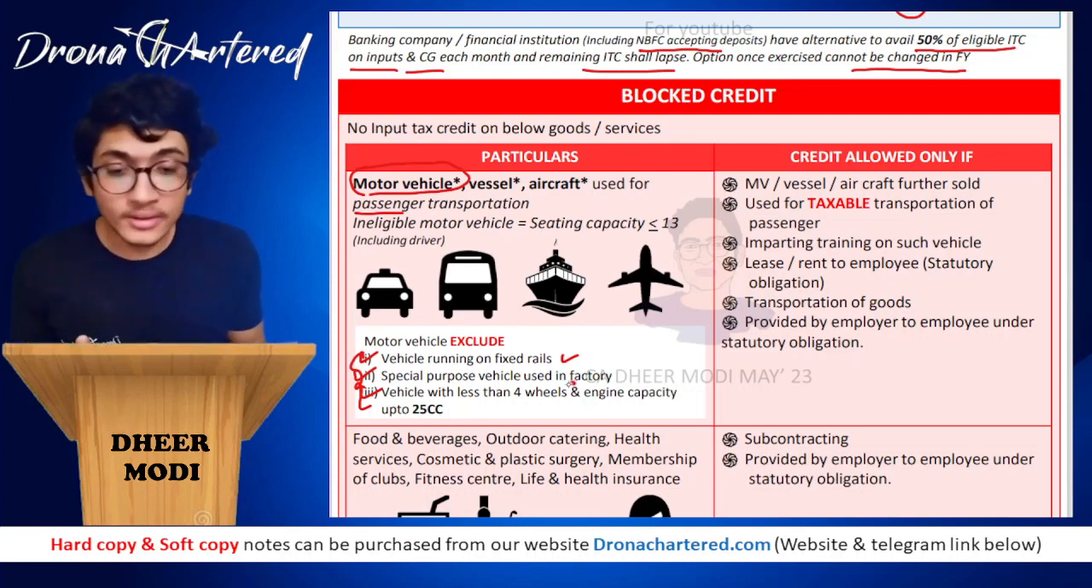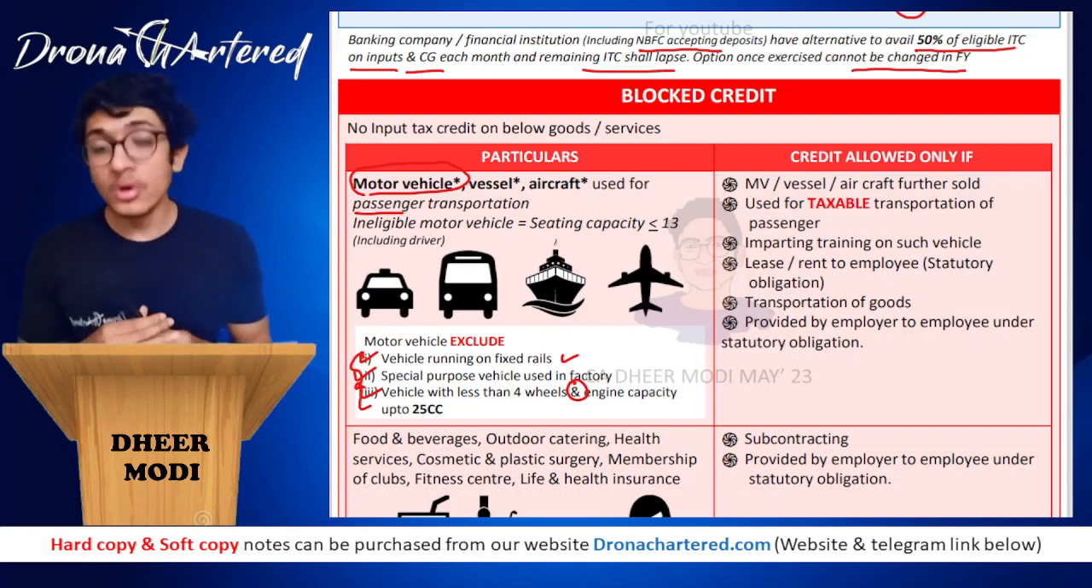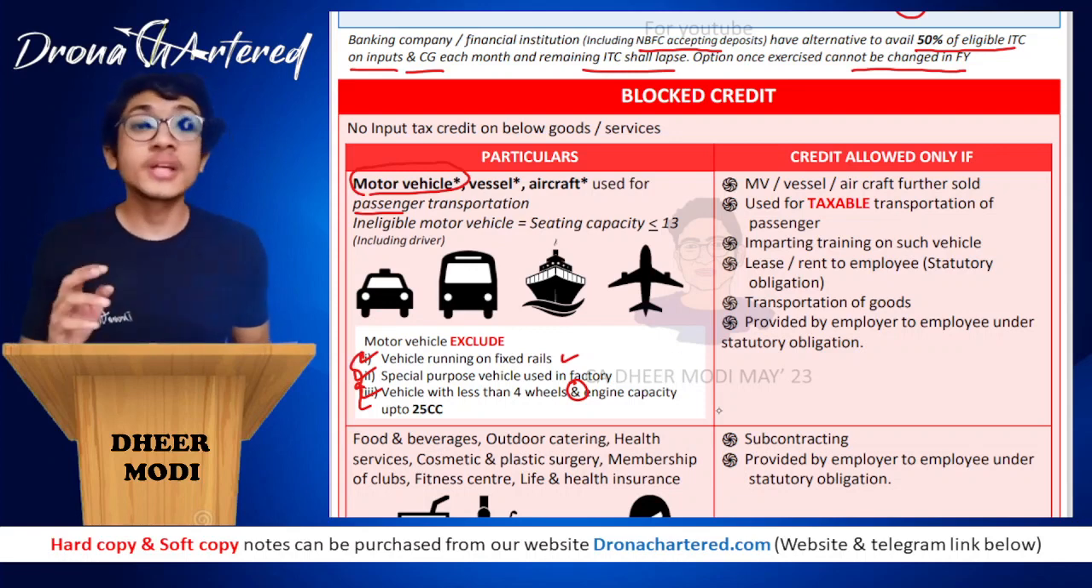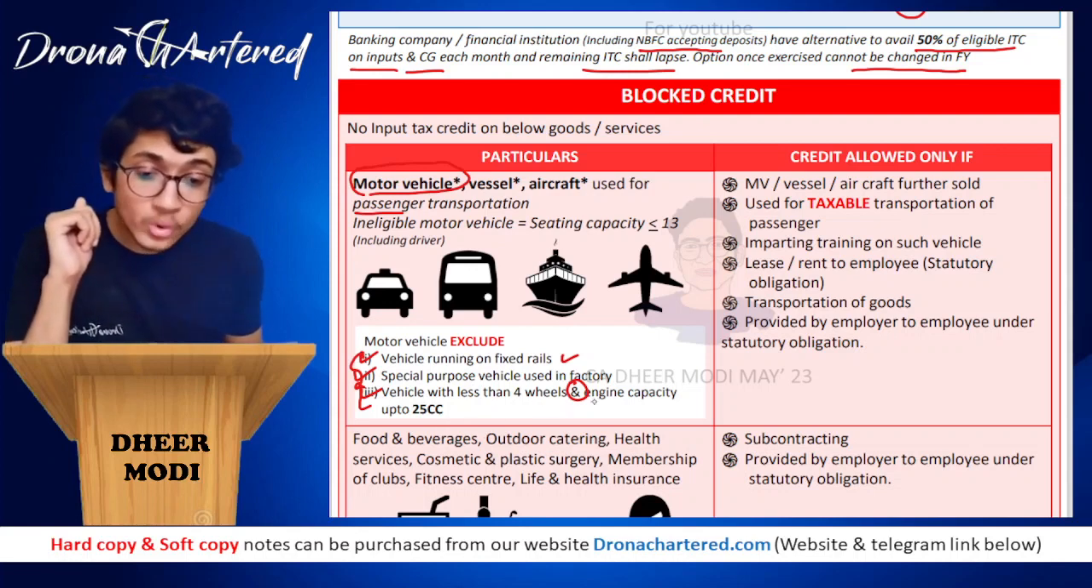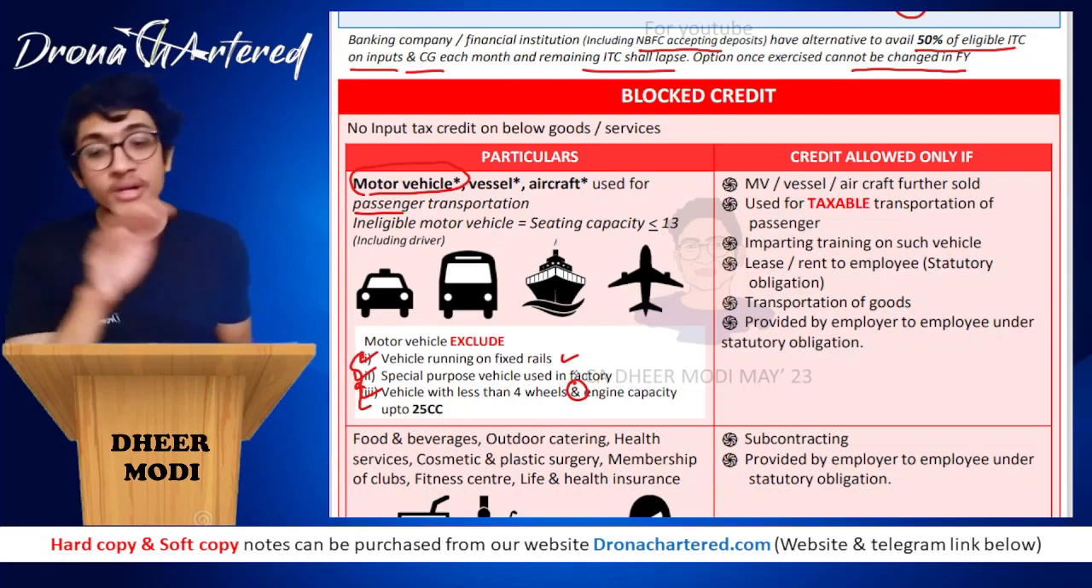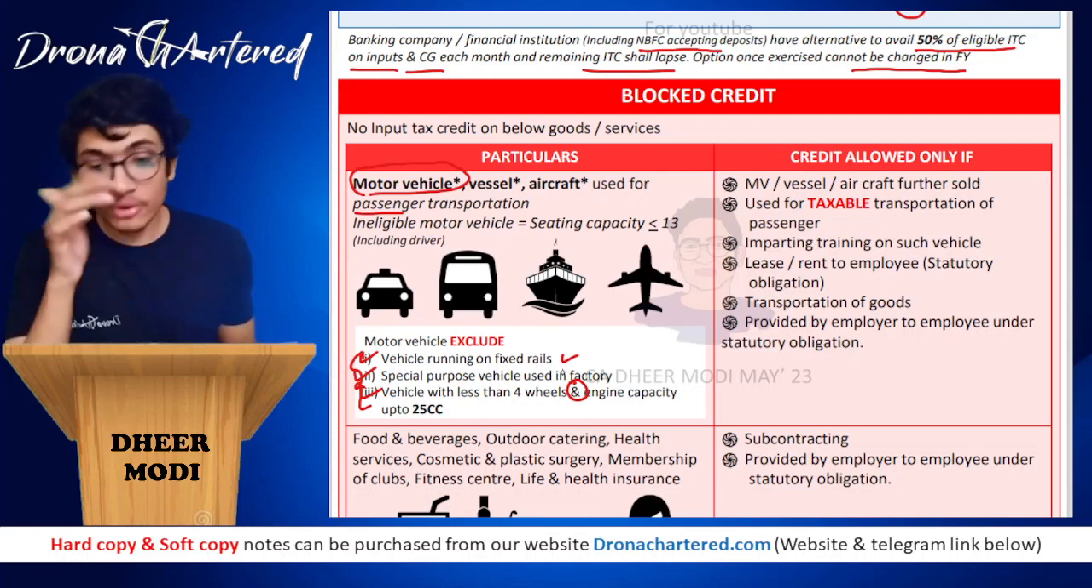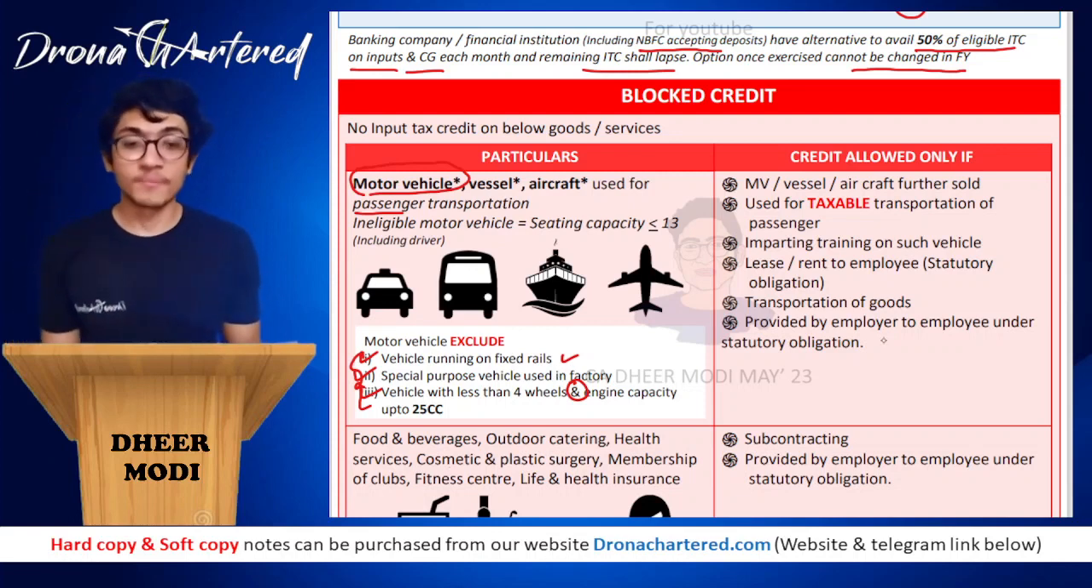So you have to remember it is an 'and'. Therefore, your vehicle with less than 4 wheels, that is an auto, will not be covered here because their engine capacity is more than 25 cc. So vehicles with less than 4 wheels and engine capacity up to 25 cc, these three are excluded from the definition of motor vehicle. Okay, now in some cases credit will be allowed.